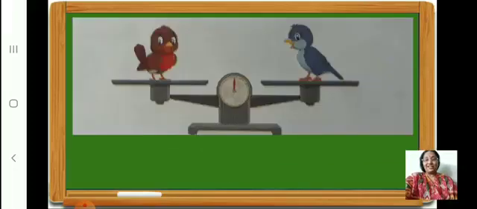And look at this picture, children. Here we have two birds. On the left hand side we have a sparrow, and on the right hand side we have another bird with bluish color. Okay. So what can you see in this picture? Both the birds weigh the same.